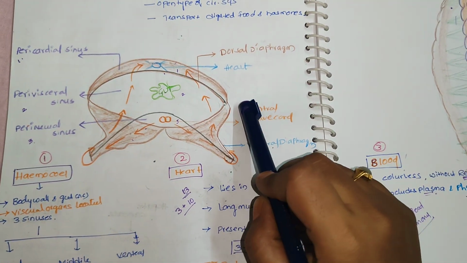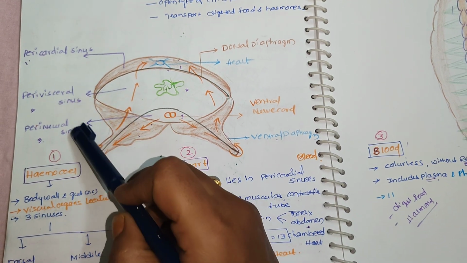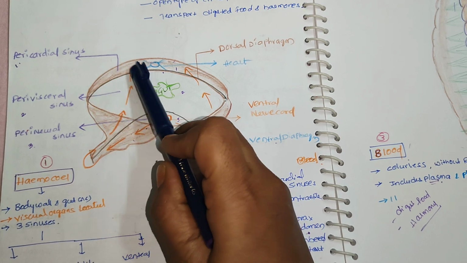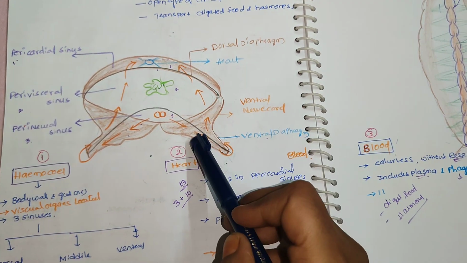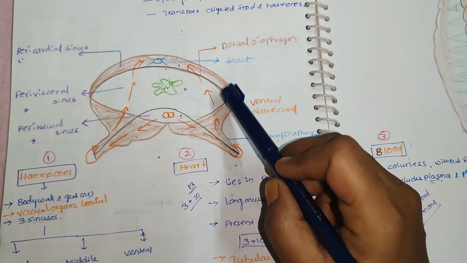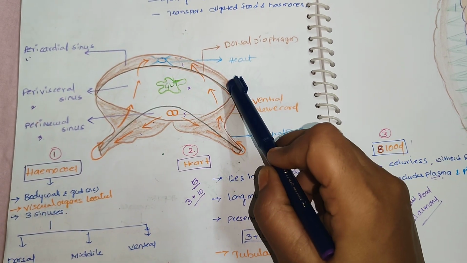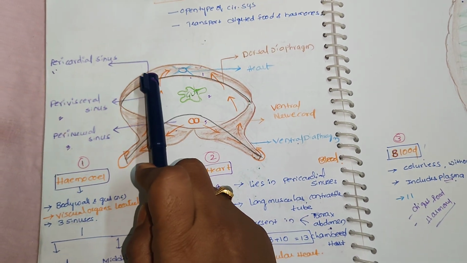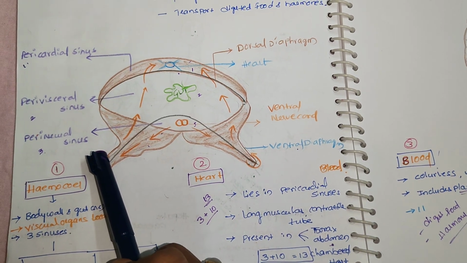This is the coelom. This coelom is divided into 3 parts by 2 membranes: the dorsal diaphragm and the ventral diaphragm. The 2 horizontal muscular membranes separate the total sinuses into 3 parts. Those parts are pericardial sinuses, perivisceral sinuses and perineural sinuses.